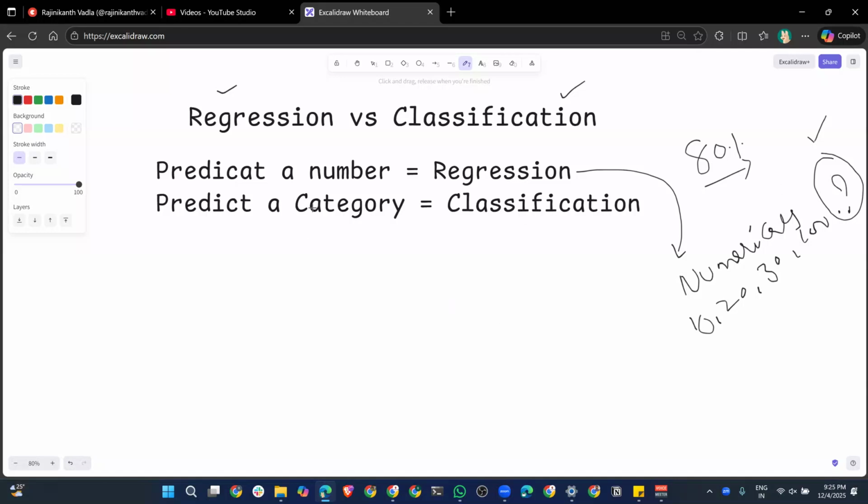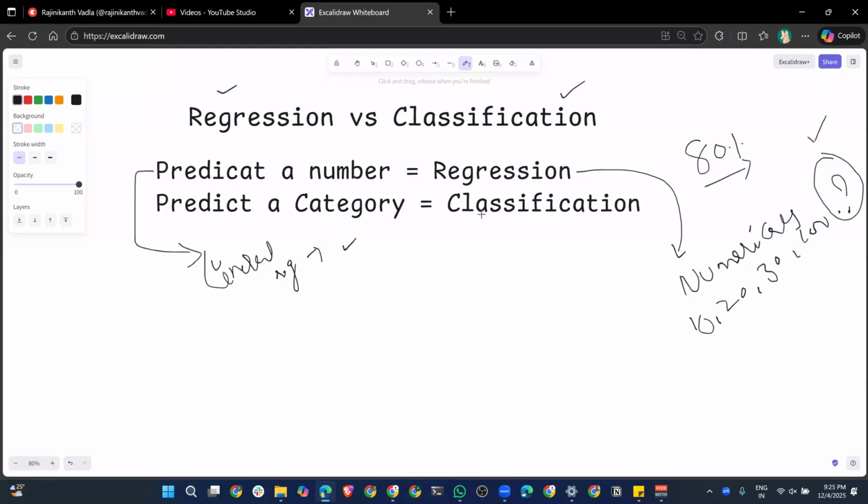And there are many types of regression actually. There is linear regression and multiple linear regression. Linear regression is the best line. There are also polynomial regression, decision tree regression, random forest regression, SVR. So there are many things. We will cover them in the next classes.